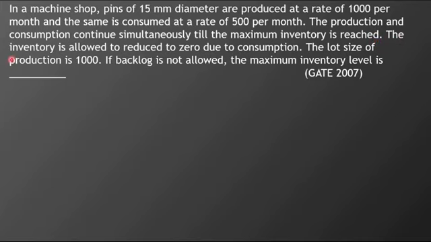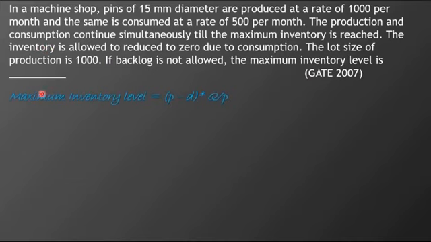The inventory is allowed to reduce to 0 due to consumption. So the minimum inventory level is 0. The lot size of the production is 1000. So the economic batch quantity in this example is given as 1000. If backlog is not allowed, the maximum inventory level is common. So we have to calculate the maximum inventory level. The question was asked in GATE 2007.